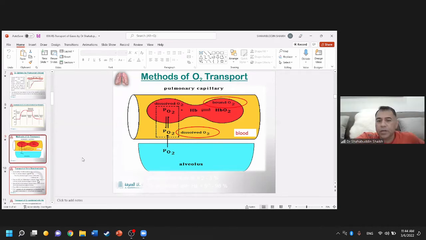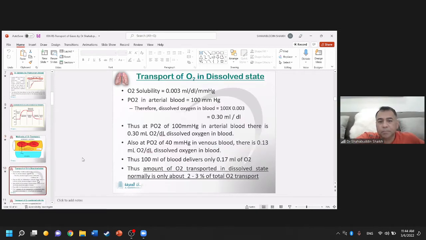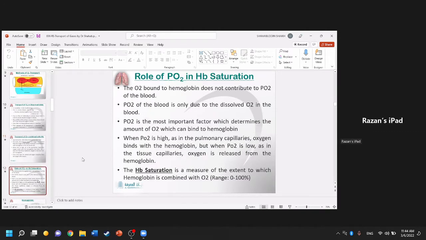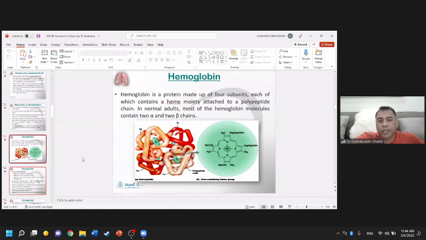Quickly I'll ask questions now. Partial pressure of oxygen in alveoli: 100. Partial pressure of oxygen in arterial blood: 100. Partial pressure of oxygen in venous blood: 40. Only 40. Remember that. 40, 40.